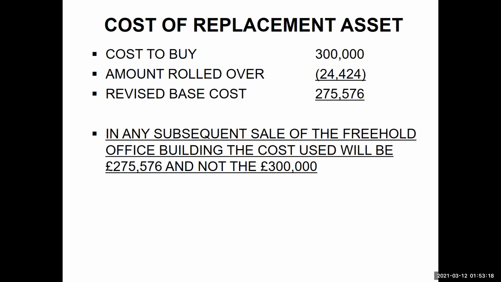Okay. Now, in any subsequent sale of this new office building, the cost we have to use for any computation on chargeable gains will not be the 300,000, but it will be the 275,576, because you have to always reduce the cost of the replacement asset by the rollover amount, the rollover gain. Okay, we have to reduce it.